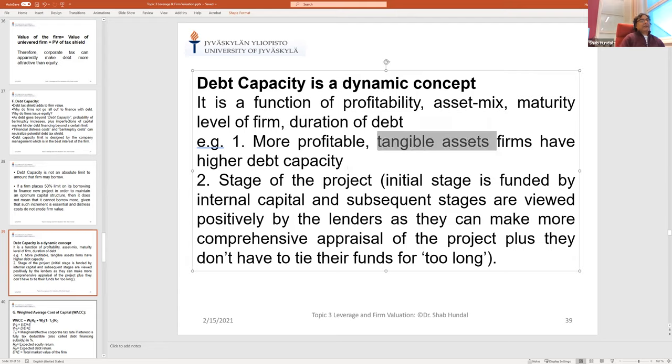This point should be second, but I just combined it with the first point. I don't know why, but anyways, the second point which can determine your debt capacity is the tangible assets. So if a firm has more tangible assets, it means that the firm has more assets to be used as collateral in order to borrow.